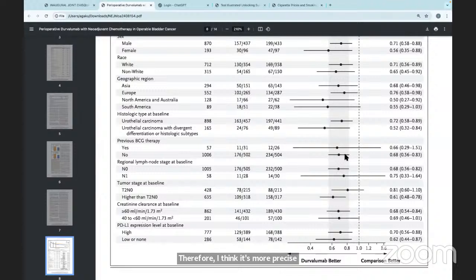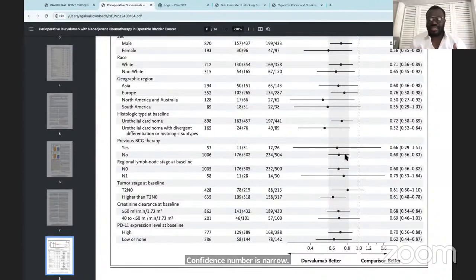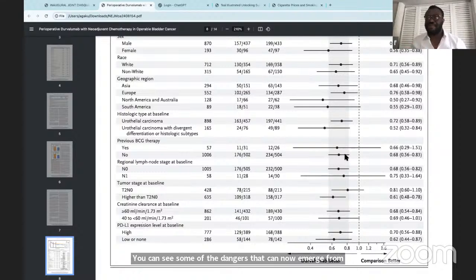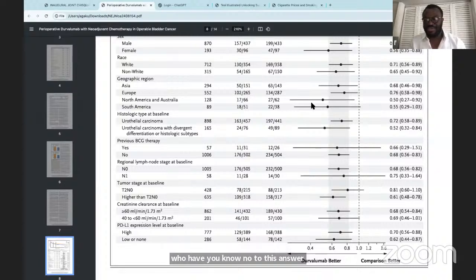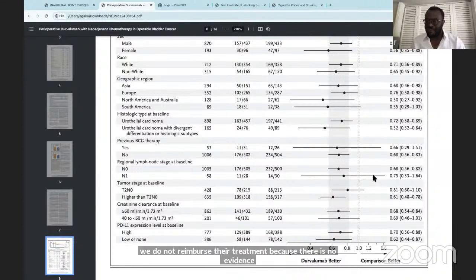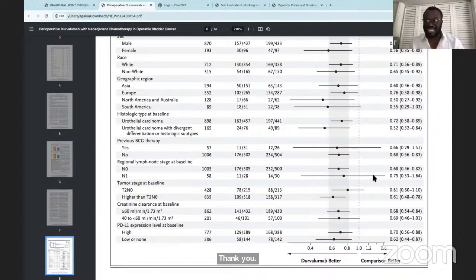Exactly. Now, you see, in the real world, you can see some of the dangers that can emerge from unwarranted subgroup analysis. Imagine that you are making a recommendation to a healthcare agency that's in charge of reimbursement for treatment. And you tell them, well, there's no evidence, so we should only reimburse patients who have, no to this answer. All these people with this wide confidence interval that are non-significant, we cannot reimburse their treatment because there's no evidence that the treatment works for them. Now, why would that be such a dangerous recommendation to make?